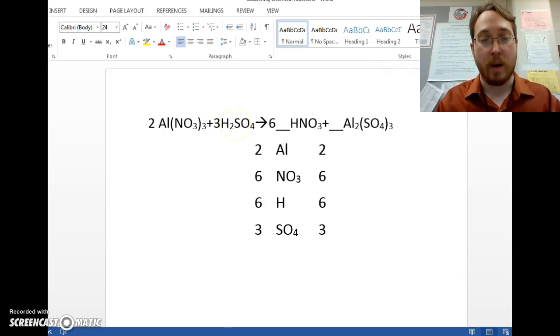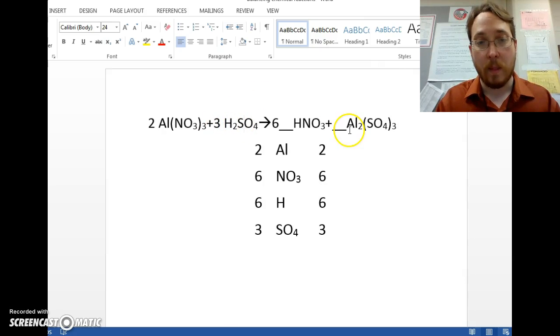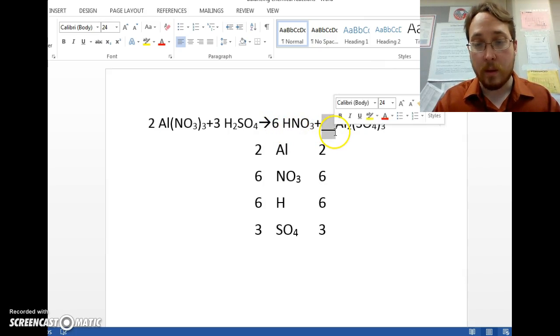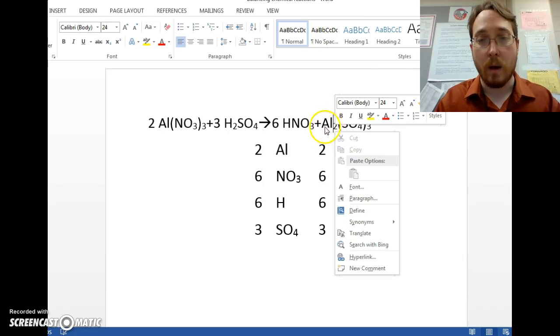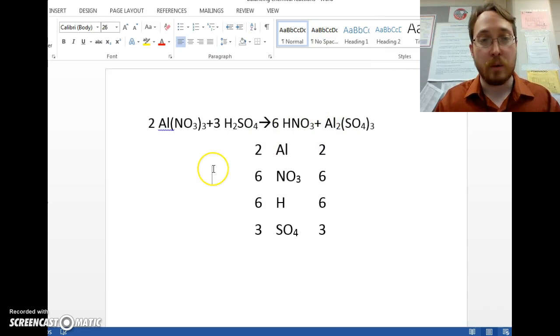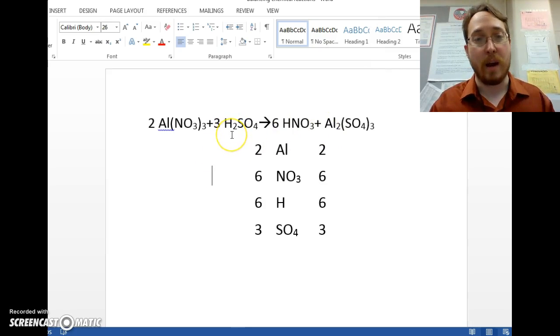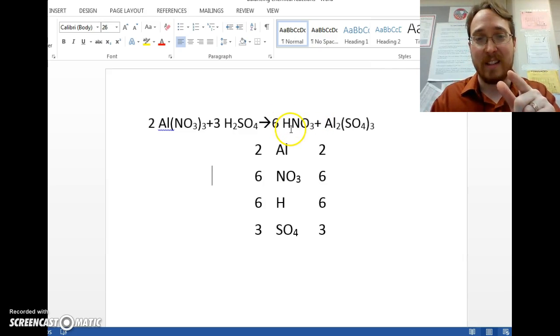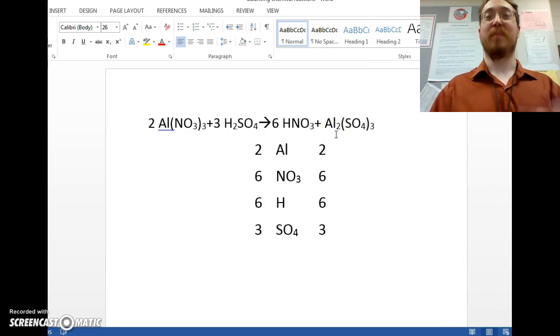This reaction requires 2 aluminum nitrate, 3 hydrogen sulfate, and it produces 6 nitric acid and 1 aluminum sulfate. I hope this helps.